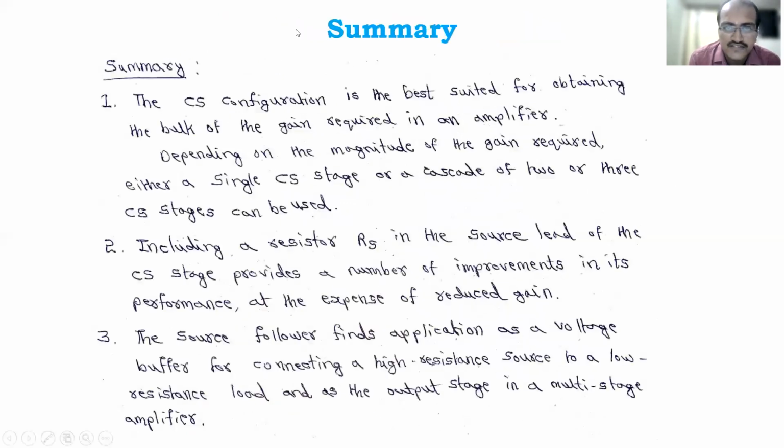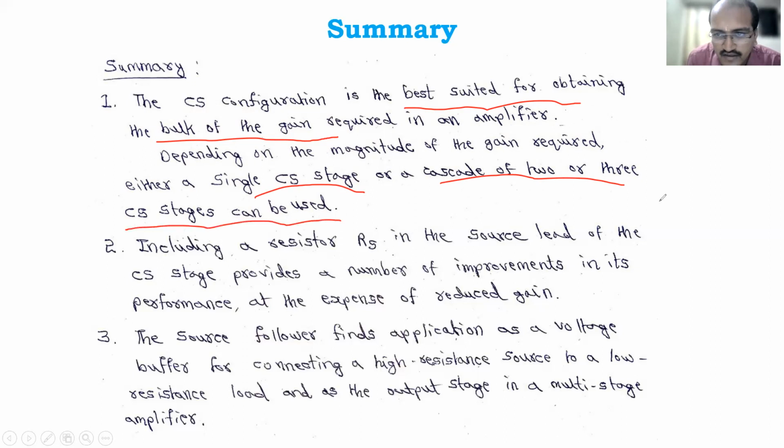Finally, the summary of these three amplifier circuits we have discussed. So what is the difference? The CS configuration is the best suited for obtaining the bulk of the gain required in an amplifier. That means if you want to connect multiple stages, it's the best one. Depending on the magnitude of the gain required, either a single stage you can use, or a cascade of 2 or 3 stages can be used, based on the gain required.